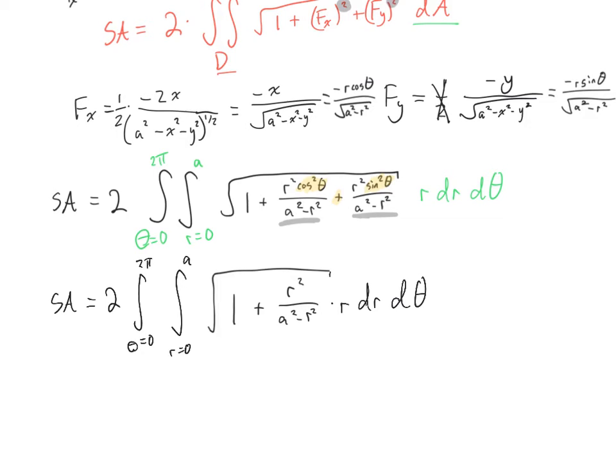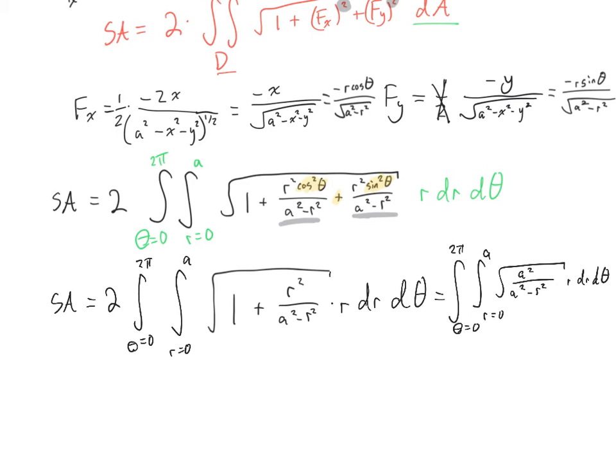And now I'm going to combine things into one fraction on the inside there, and hopefully that will make my life a lot better. And I think it is. So I get theta goes from 0 to 2 pi, r goes from 0 to a. If I combine fractions there, I get a squared minus r squared plus r squared in my numerator, so I just get the square root of a squared over a squared minus r squared r dr d theta.